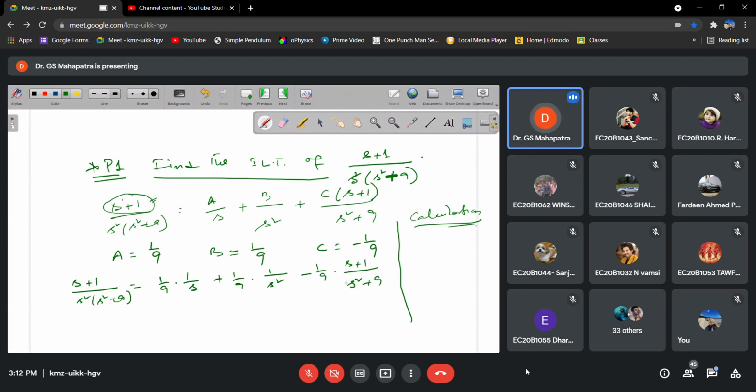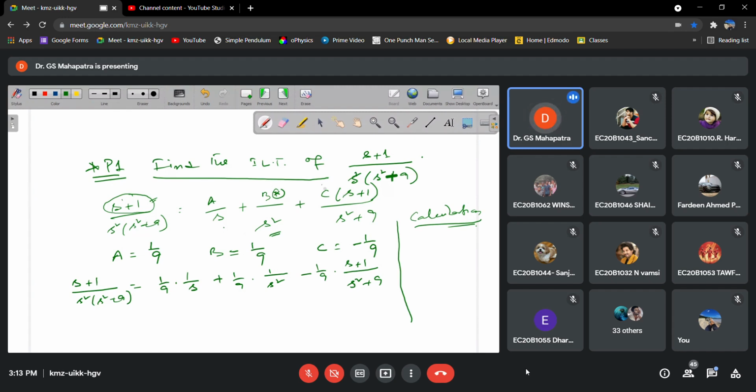I will tell you one point. This s plus 1 you can multiply here also with B, since it is a square term, but not here. But why do we have to multiply with C? Can anybody answer? Anyone? Why do we have to multiply with C? We can multiply with B also, no problem. If you multiply with B, then C s plus 1 by s square, that means again a 1 by s term is coming.